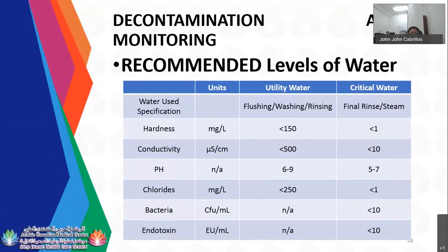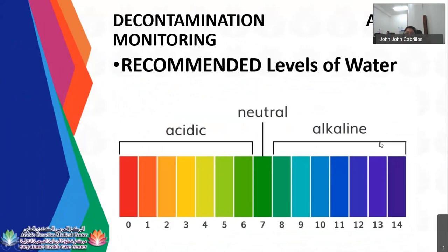So this is a sample of your utility water and critical water. This is the recommended level of water. So for the hardness, it should be below 150 for critical water. For critical water, sometimes you are using pure water, critical water, or distilled water. While your utility water, they are referring to tap water or deionized water. So as you can see in the recommended level of water, actually we already discussed this on the previous topic. Okay.